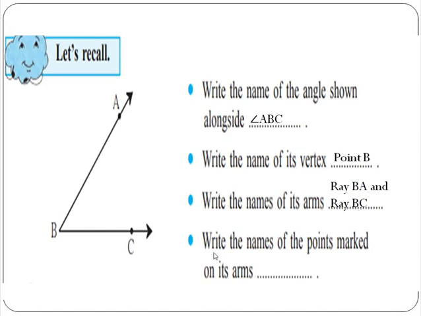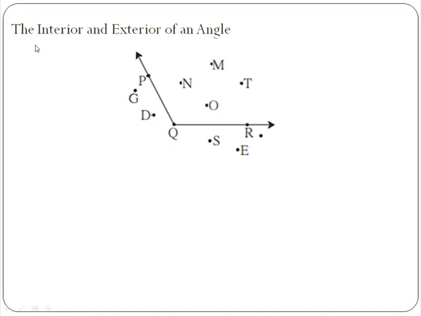Now, next question. Write the names of the points marked on its arms. Here, these two are the arms, and the points marked here are point A and point C. So, we will write here point A and point C. Now, we will learn the interior and exterior of an angle.